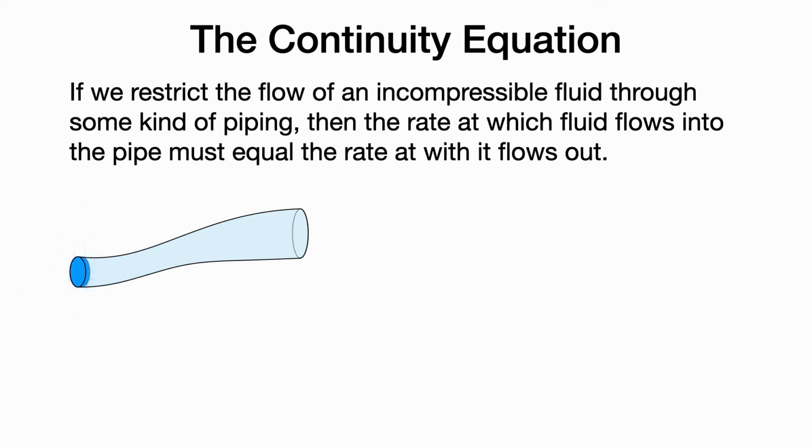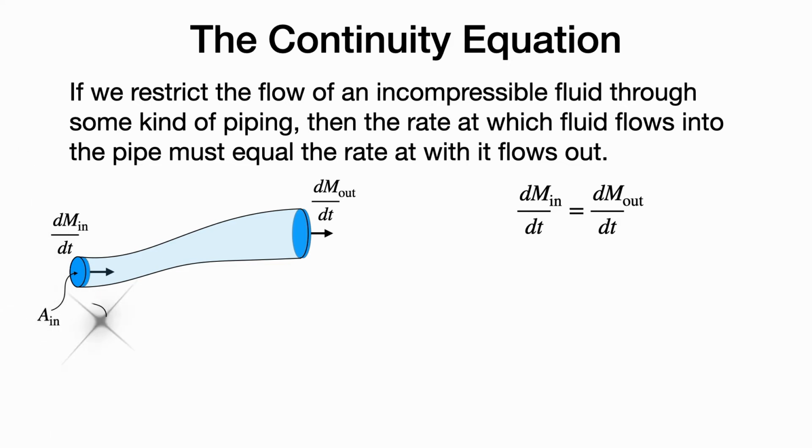We represent the rate at which fluid flows into the pipe as the time rate of change of the mass going into the pipe, dm sub in dt. Similarly, the rate at which it flows out is dm sub out dt. And these two rates must be equal. Now, at the input end of the piping, we assume that it has a cross-sectional area of A sub in. And now let's consider an infinitesimal thickness, dx. The amount of mass in this little volume, dm sub in, is the density of the fluid times the cross-sectional area, A sub in, times the thickness of that little bit of area, dx.